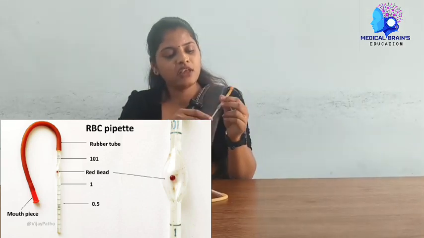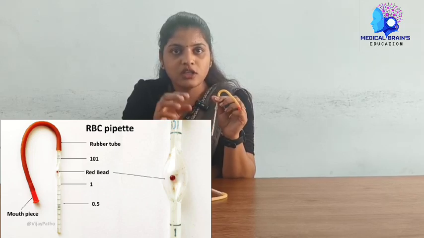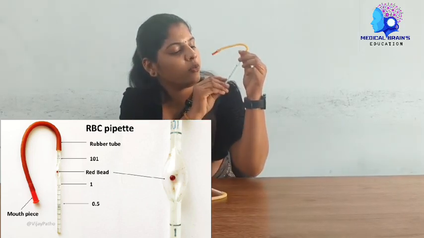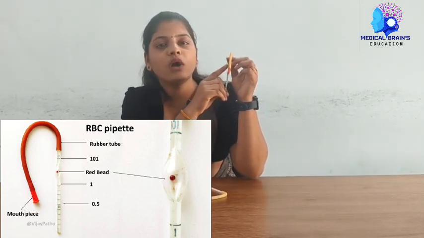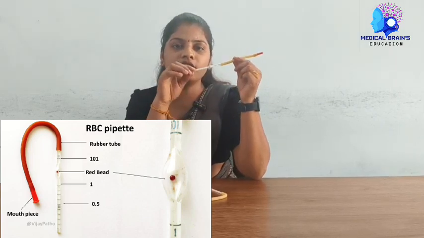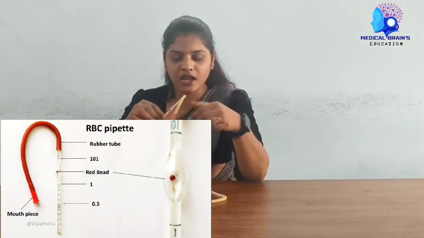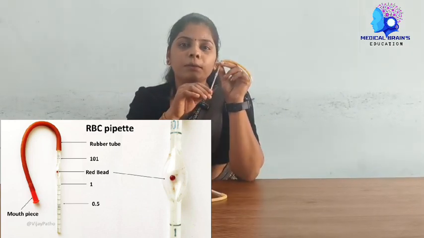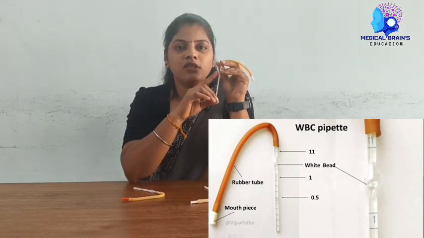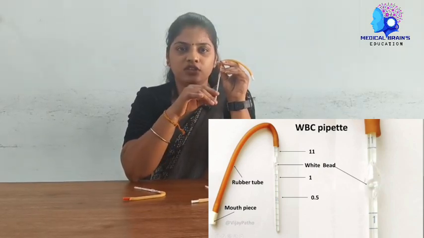And here we can see the numbering scales on this. Those numbers are written as 0.5, 1 and 101. These are the parts of the RBC pipette. And next, the WBC pipette. It is similar to the RBC pipette, but there are some minor changes.